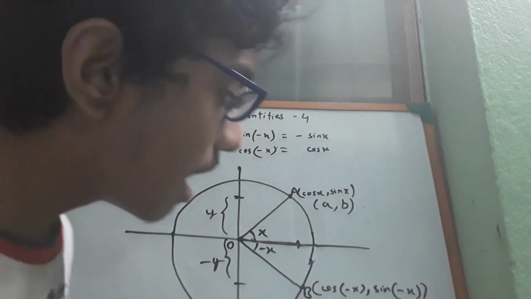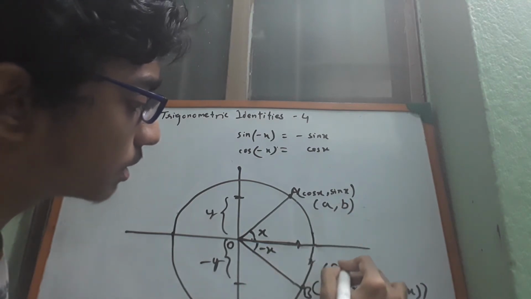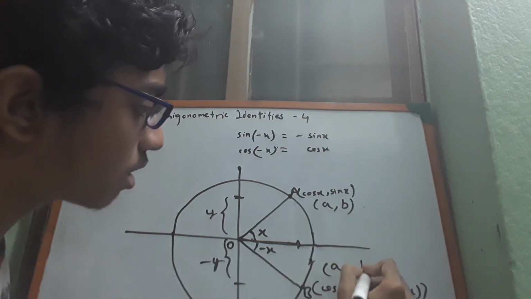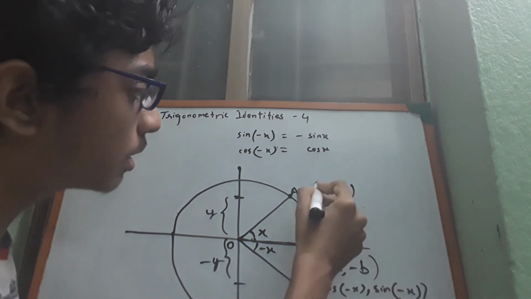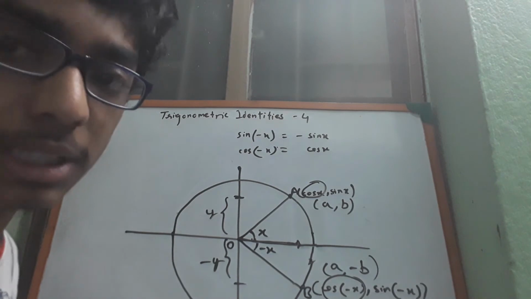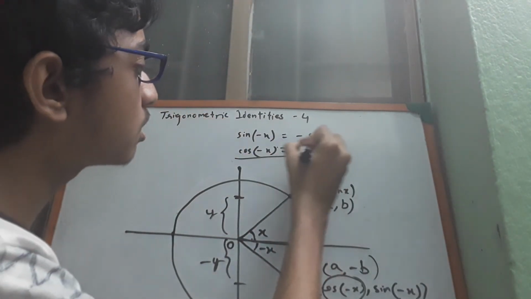That's the main thing. And once we understand this, if the x coordinate of these things is remaining the same, suppose this is a and b, and this will just be a comma minus b, because the y coordinate becomes negative. So a and a must be same. That means cos x and cos of minus x must be same. That's a very good intuitive explanation. That means cos of minus x must be cos of x itself.